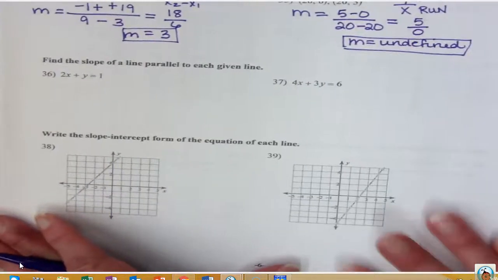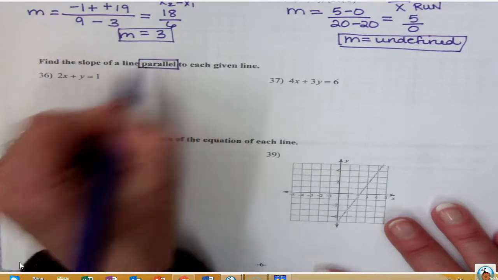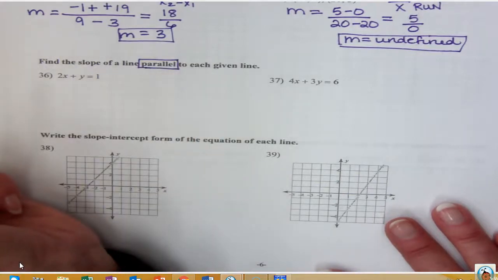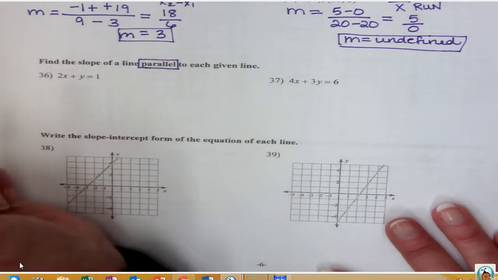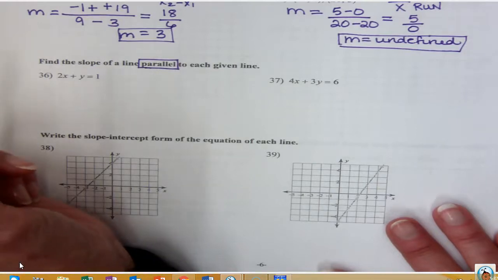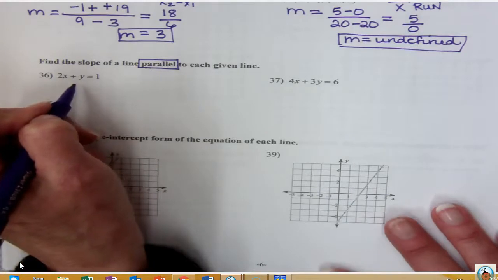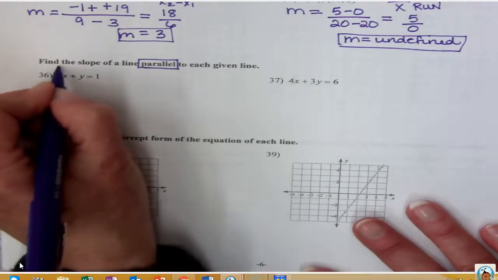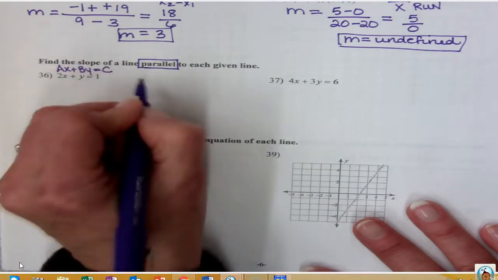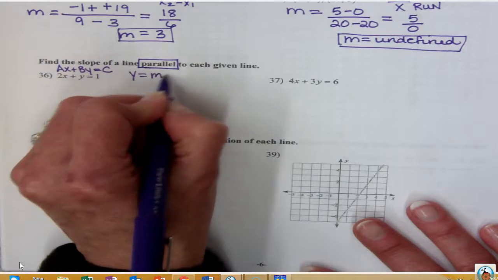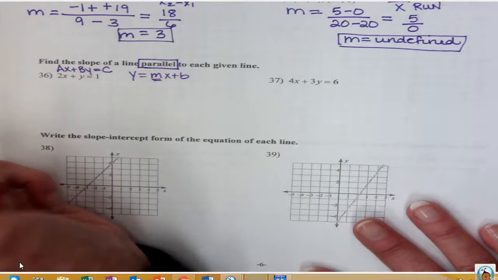Moving on. 36. Find the slope of a line parallel to each given line. So I need to find the slope of a line which is parallel to this line. In order to do that, I need to figure out what the slope of this line is. This is in ax plus by equals c form, and I need to change that to y equals mx plus b form, because that is going to give me my slope.